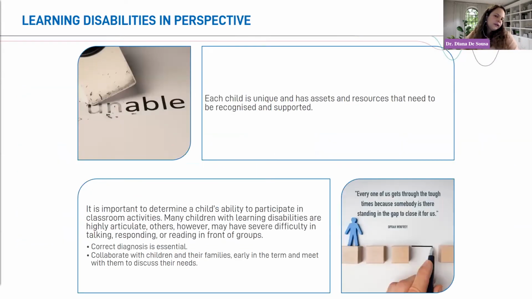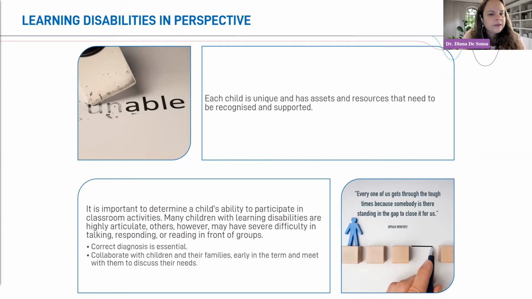So the last slide is this one. And for me, it's getting everyone to hopefully think about learning disabilities in perspective. So every child is unique and has assets and resources that can be recognized and supported. We just need to look and dig deep many a times.